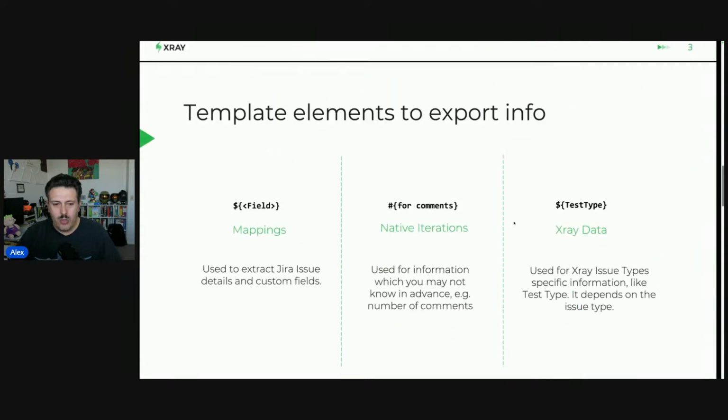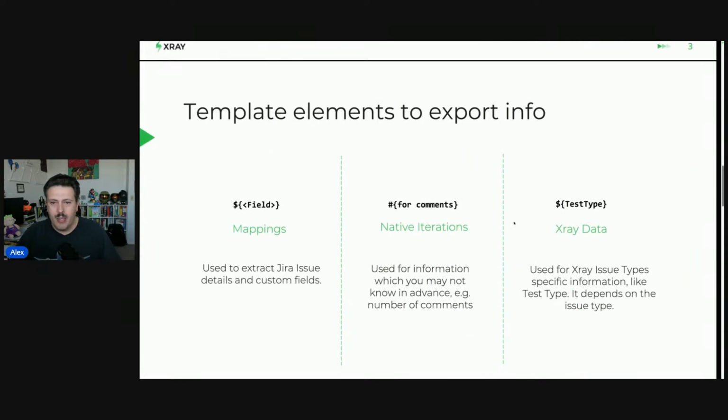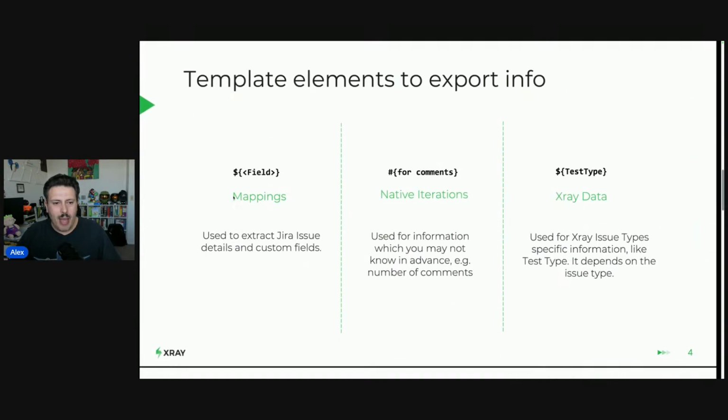All right, so templates, template elements to export info. We have mappings for fields, so we're going to grab specific data that's in the Jira field. We have for comments, native iteration, used for information which you may not know in advance, for example, the number of comments. And then we have our test type, used for Xray issue types with specific information like the test type, depending on the issue type.